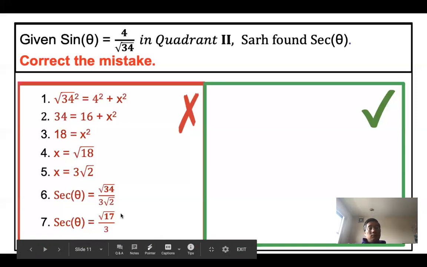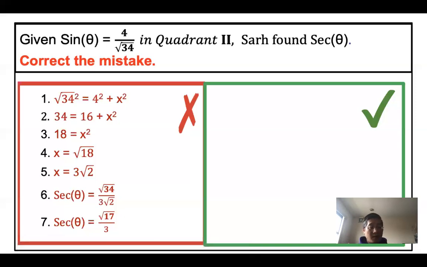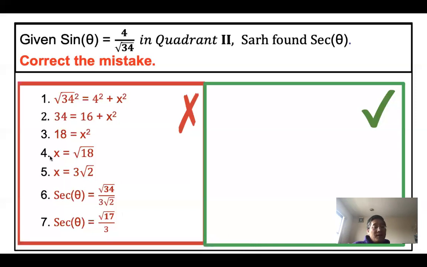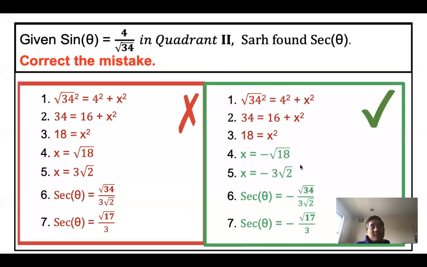So what is wrong? No error? There is an error. Yeah. x is not positive here, right? When you get the x from x squared, what did I say? It's a plus or minus. And in the second quadrant, x is negative. So your answer will be like this, right? x is supposed to be negative square root of 18, which is negative 3 square root of 2.